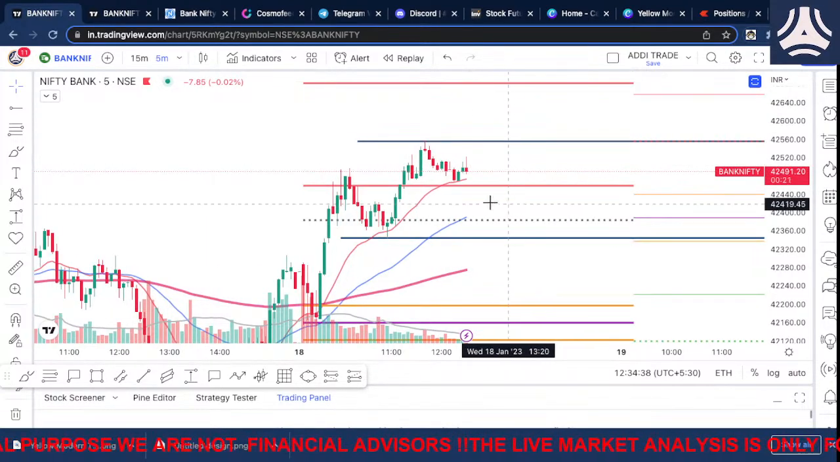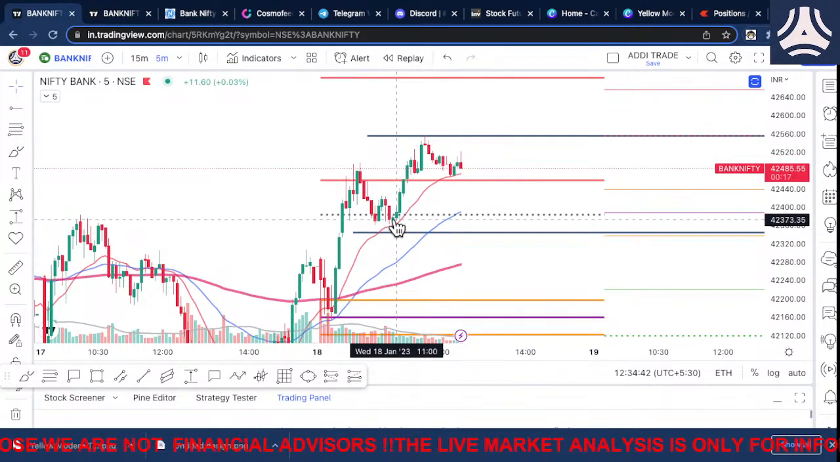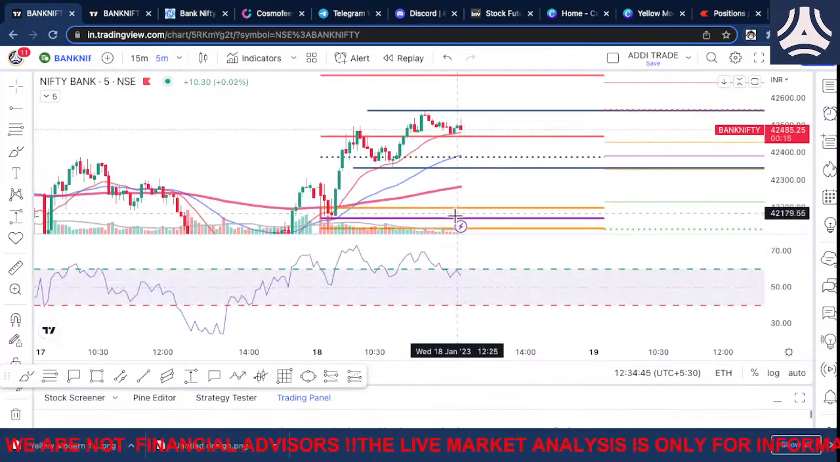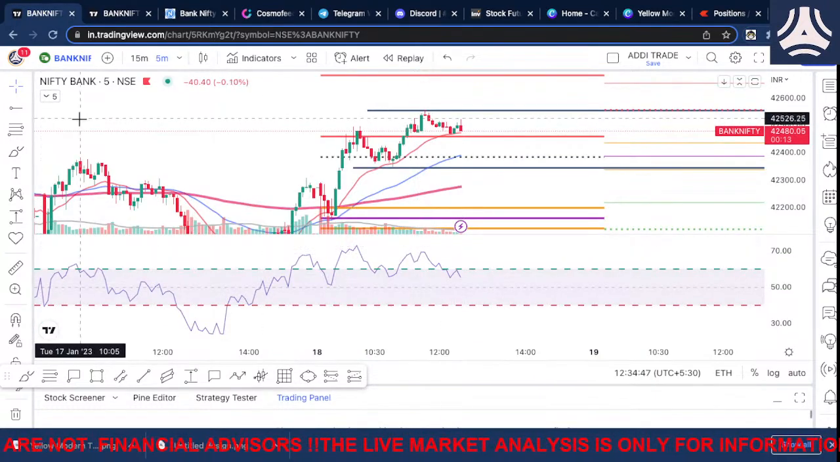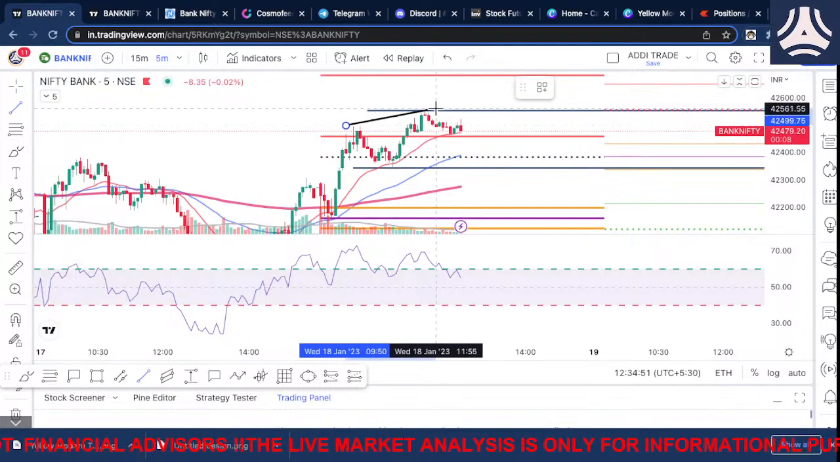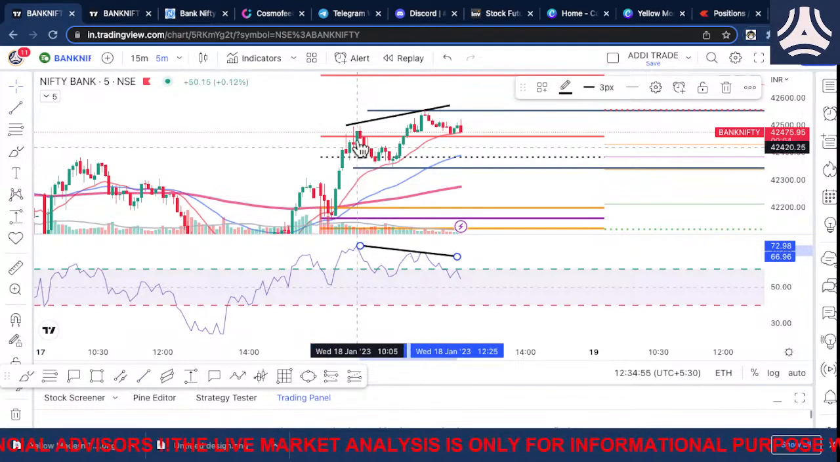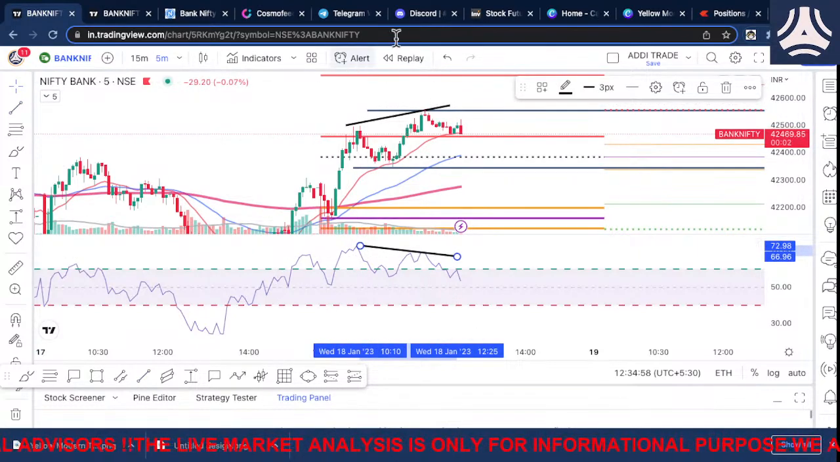See, any other time I could have attempted an entry here, like how we try to attempt an entry here in call, but over here we do have some divergence. That is what is stopping me from taking a very confident trade on the long side. You see this divergence where price is making higher high, indicator is making lower low.